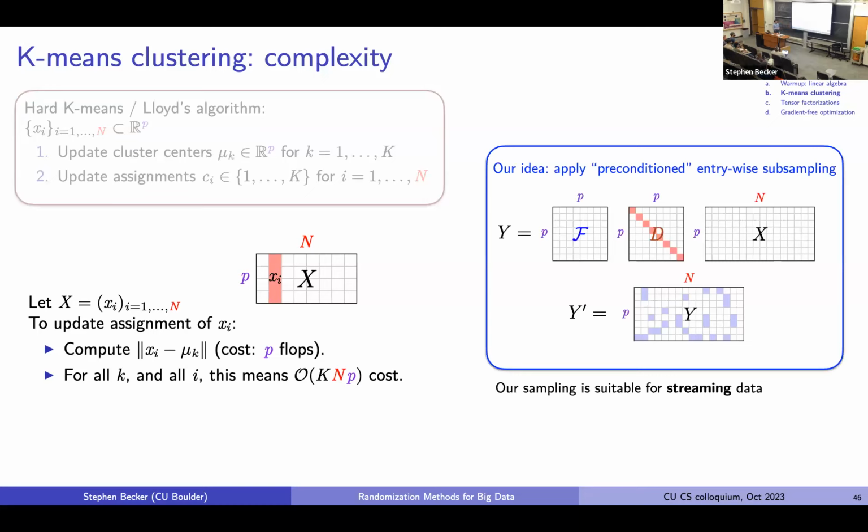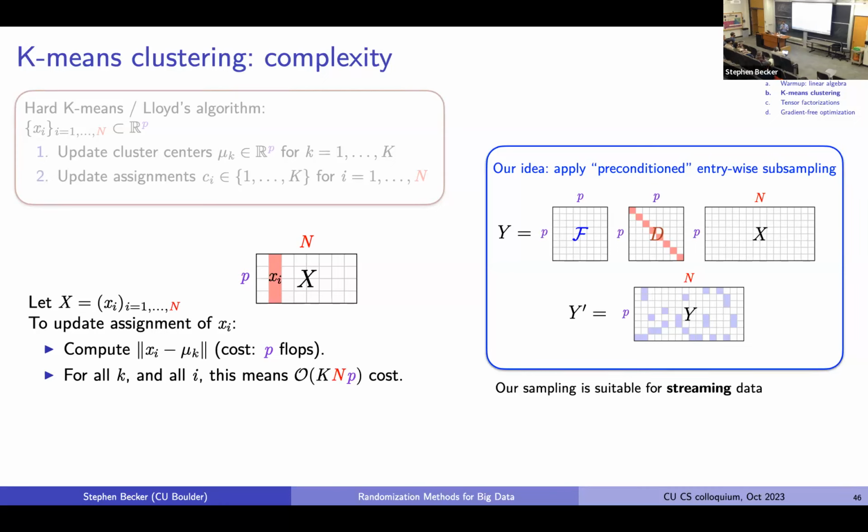Okay, so let's make that faster. Our idea here is to sparsify our data set, but let's do it the way I told you earlier. Let's first apply this preconditioning transform F and D to make things about the same size. I do that once at the very beginning. Then I sparsify. Then I do my clustering on this data set Y. And then I get my cluster assignments.